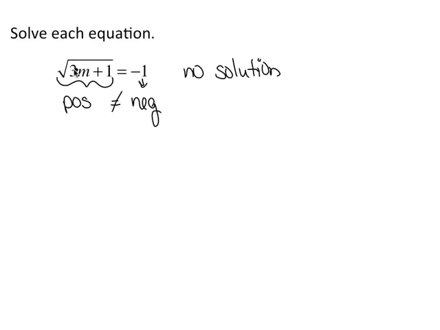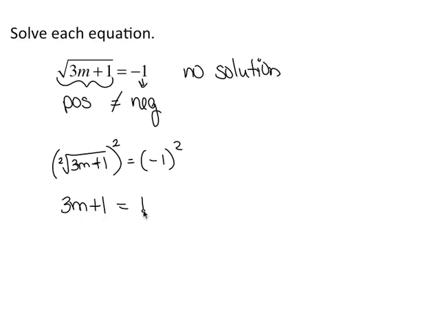So if you know a little bit about the properties of radicals, you can come up with the answer really fast. If you don't, you can use the rules. So remember, isolate the radical, which it's isolated on this side, and then apply the power rule. So we're going to raise the square root of 3m plus 1, and we're going to take this negative 1 and raise it to the same power as our index. So we're going to square that. So we get 3m plus 1 is equal to 1.